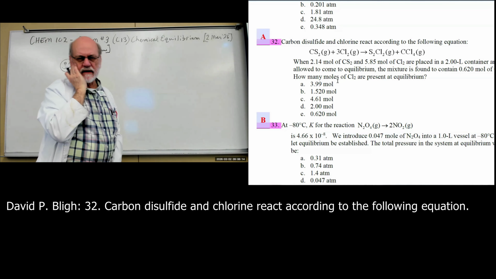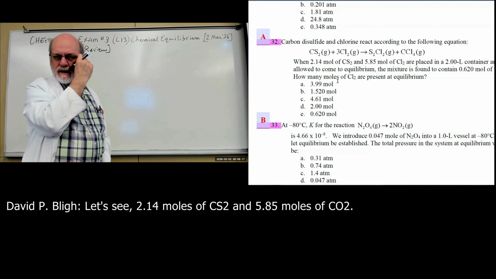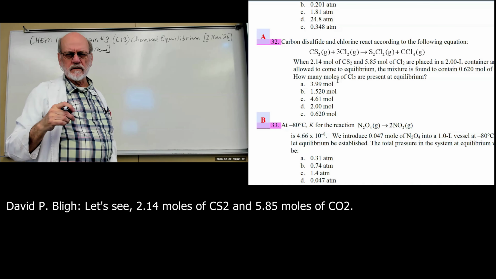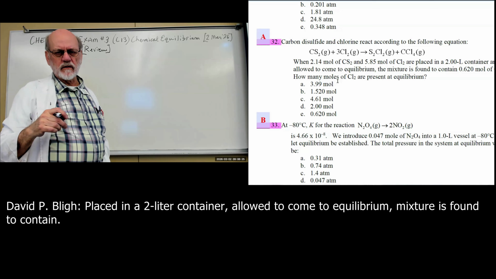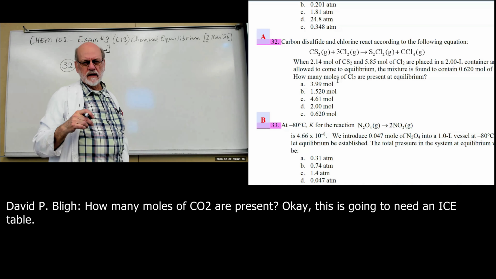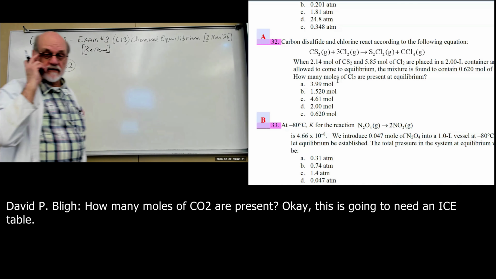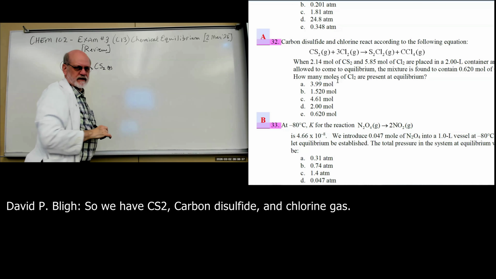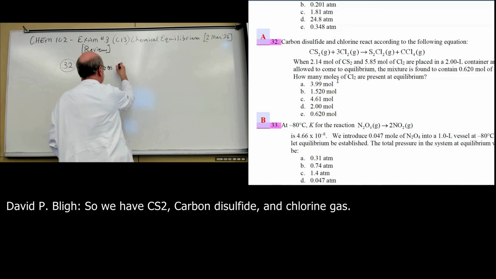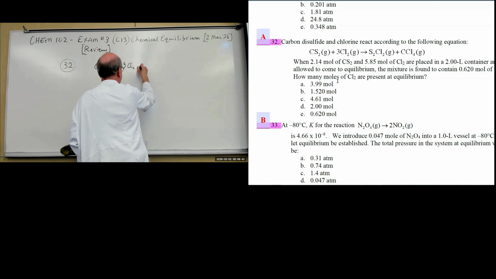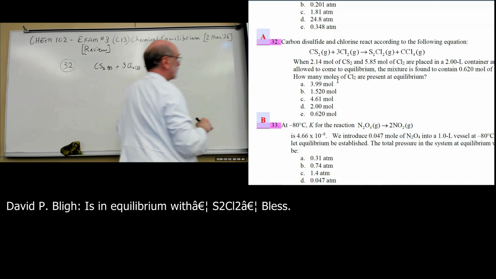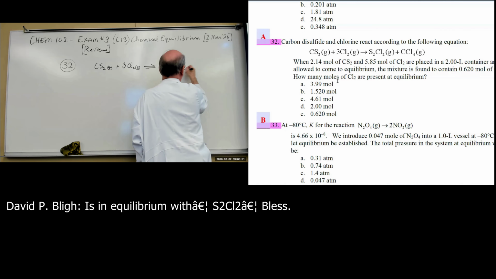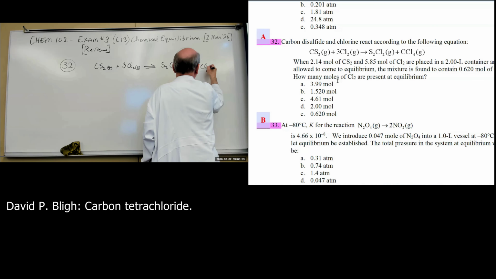Thirty-two. Carbon disulfide and chlorine react according to the following equation. 2.14 moles of CS2 and 5.85 moles of Cl2 are placed in a 2-liter container and allowed to come to equilibrium. The mixture is found to contain... How many moles of Cl2 are present? Okay, this is going to need an ICE table. So we have CS2, carbon disulfide, and chlorine gas in equilibrium with S2Cl2 plus carbon tetrachloride.